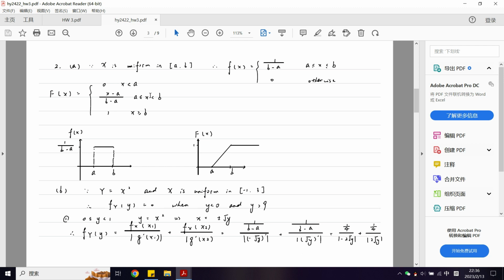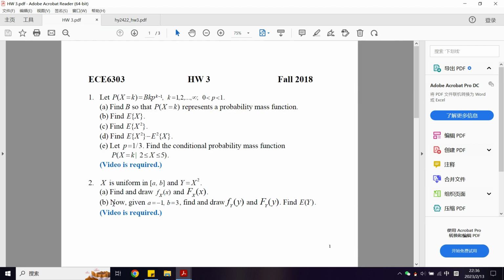So we can go from small fx to get big Fx. When x is smaller than a, it will be 0, and when x is larger than or equal to b, it will be 1. And from a to b, the formula of big Fx will be x minus a divided by b minus a, and the figure of big Fx will be like this. So that's the first question.